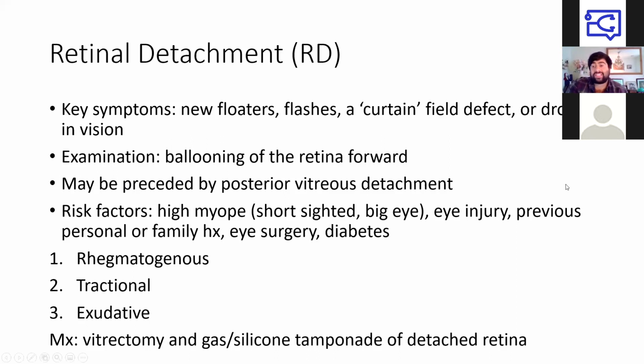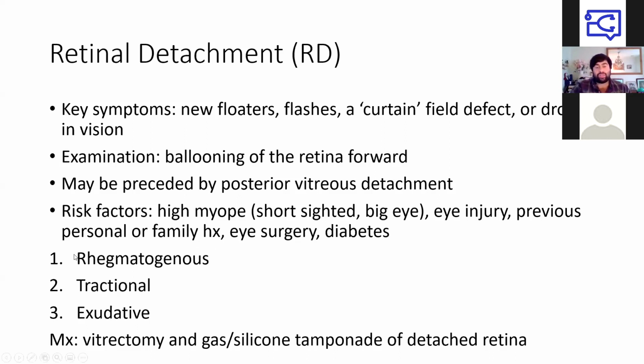So the risk factors, this is very significant, I would be aware of these. In anyone who's short-sighted or a high myope, they have a big eye, those are all the same thing. Anyone with marked short-sightedness, especially if you see that in the stem of the SBA, you need to be thinking about that being a significant risk factor for the development of a retinal detachment. Anyone with an injury to the eye, as we've just seen in the previous question, any previous personal or family history, any previous eye surgery, any diabetes.